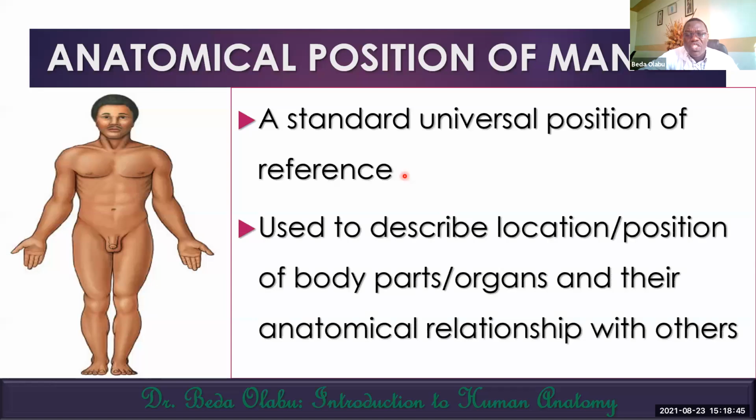So therefore, we use the anatomical position to describe location and position of body parts or organs and how these organs or parts are related with others in the body. It is a standard position of reference. And this standard position of reference just tries to make sure that when you are describing things, we don't have to manipulate the body. You assume the body is in a particular static standard position.